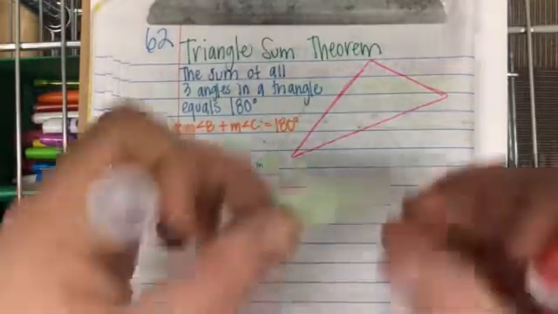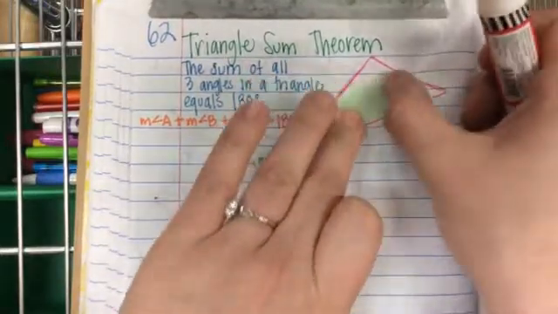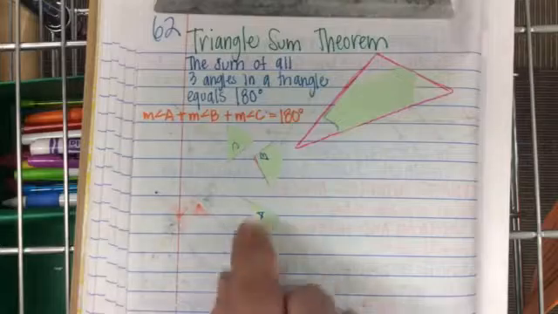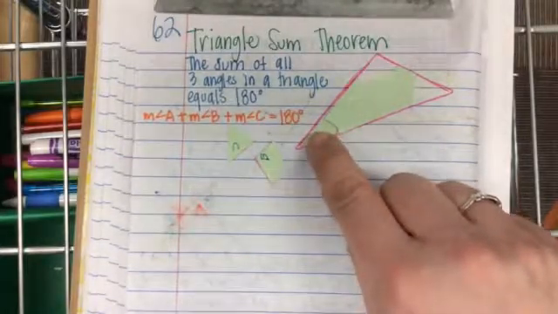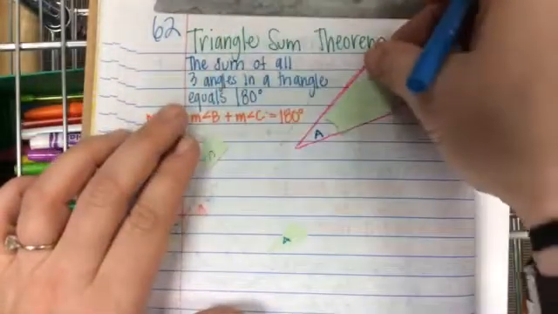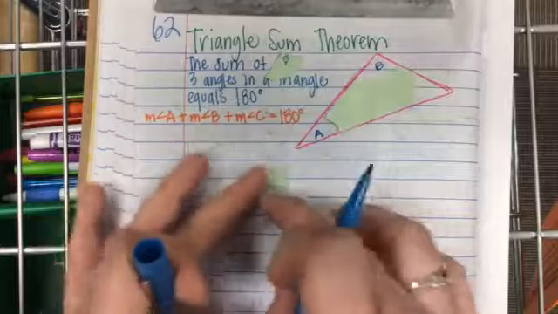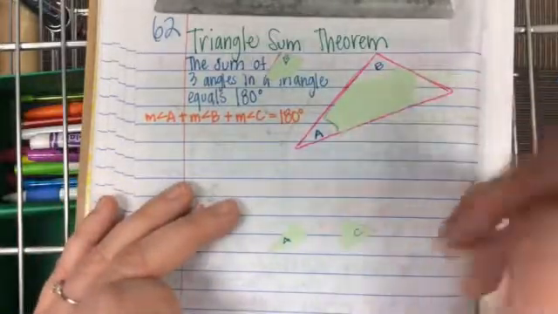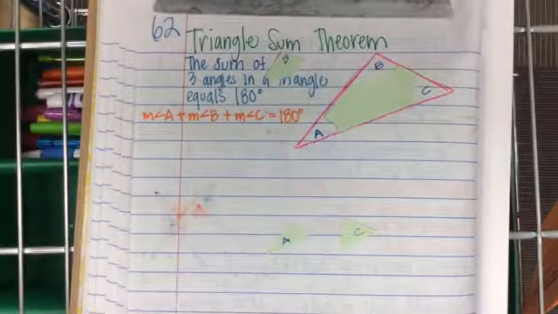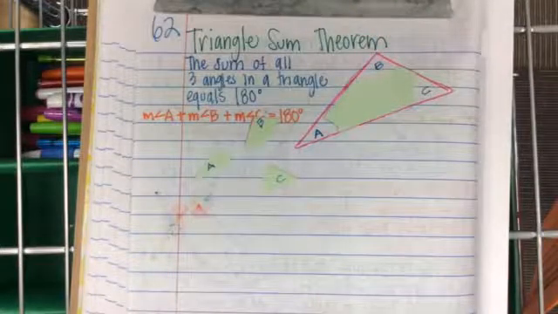Oh, I see it. I see it. See what? I'm going to go back in and label, because angle A fit right there, right? So I'm going to put angle A right there. Angle B was up top, so I'm going to put angle B. And angle C was right here, so I'll put angle C. So I've got my three angles, right? I just tore my angles off. I took them apart.